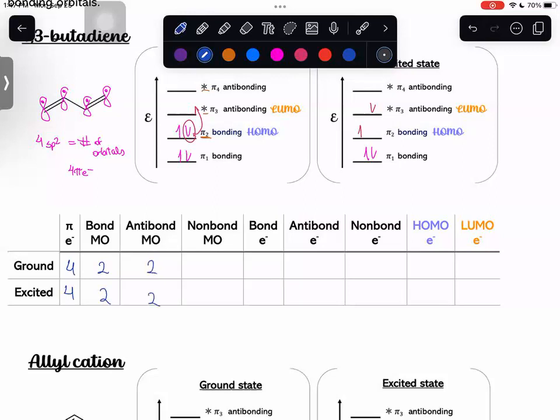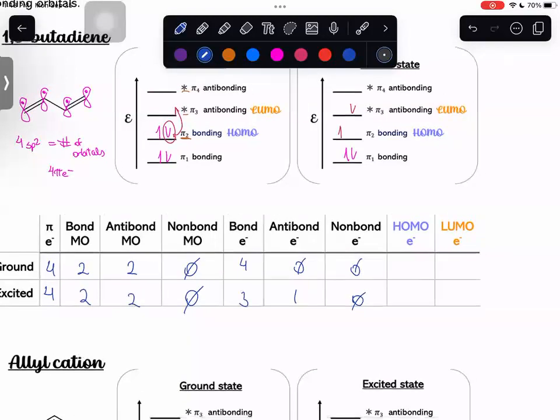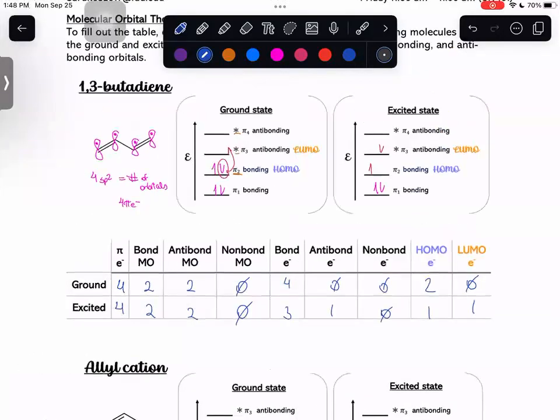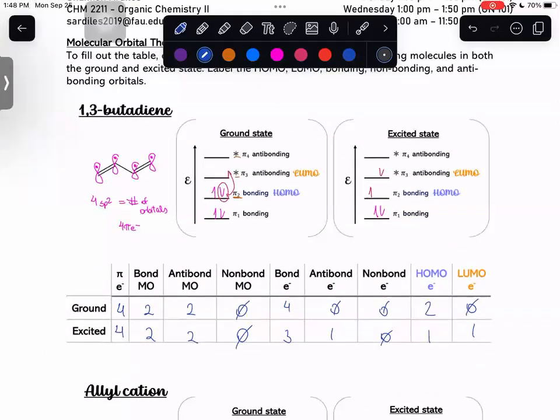We have 2. We don't have any bonding. Sorry, non-bonding. 0, 1. And then we have 2, 1. 0, 1. And again, all of that information is just coming from the energy diagram.